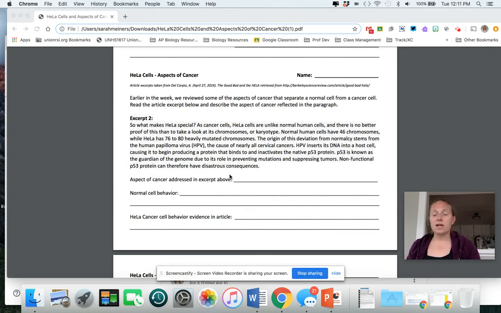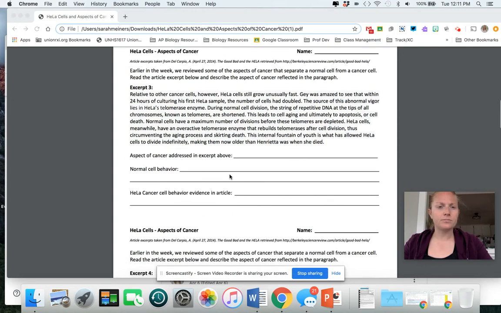And that allowed mutations to accumulate in her chromosomes, making her have those 76 to 80 heavily mutated chromosomes. These mutations just keep building and building. And the more HeLa cells divide, the more mutations accumulate. Normal cells have 46. She has almost double that, which is crazy. I mean, that's a lot of mutations and extra DNA. And we're going to look at her karyotype, looking at those chromosomes, later in this video.